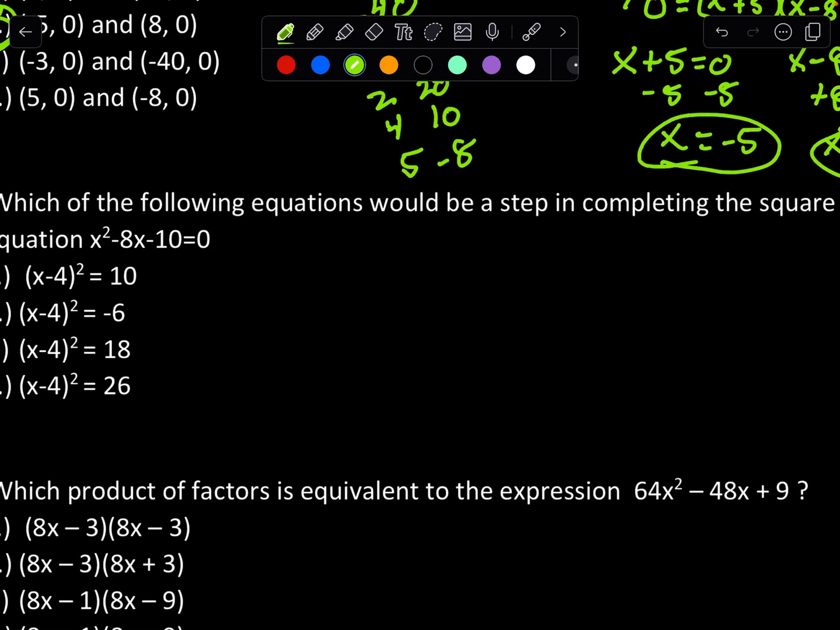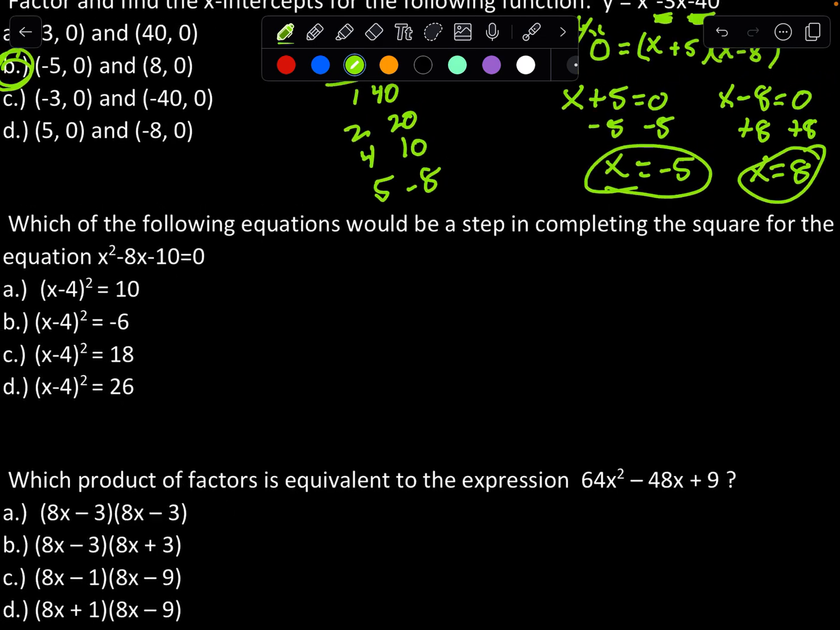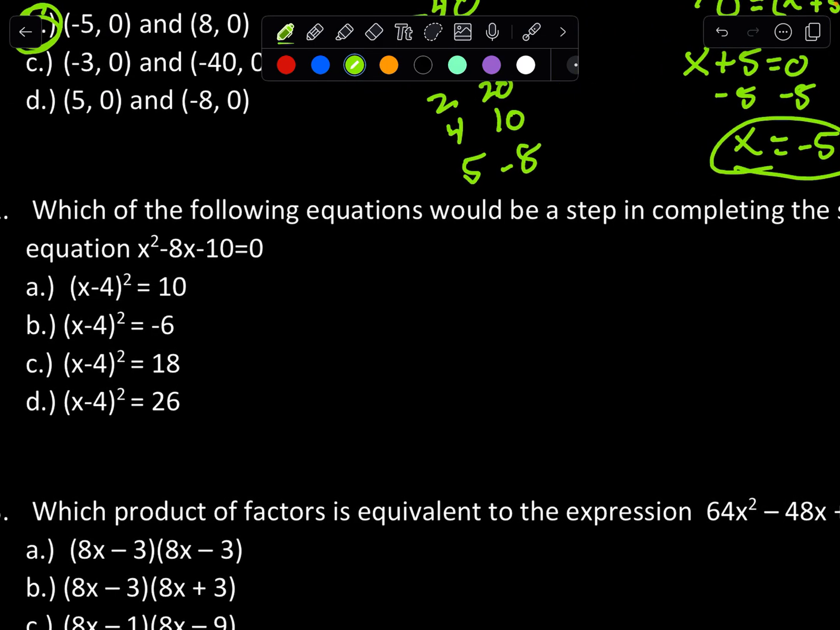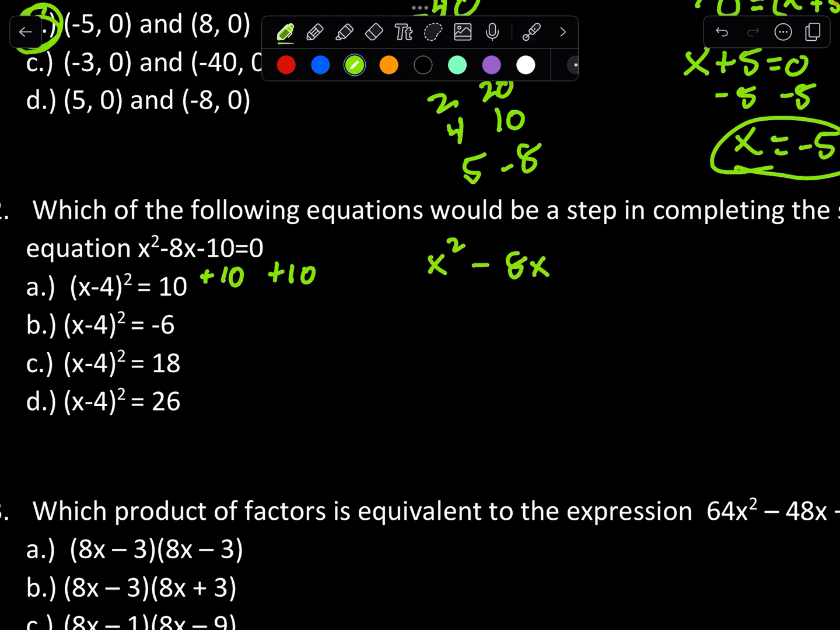Question number 2, which of the following equations would be a step in completing the square for the equation x squared minus 8x minus 10? Okay, the first thing I think of in completing the square is to move that 10 over to the other side of the equation. I just want to get it out of the way. So add 10, and I have x squared minus 8x equals 10. I moved the c term over to the other side by adding 10.